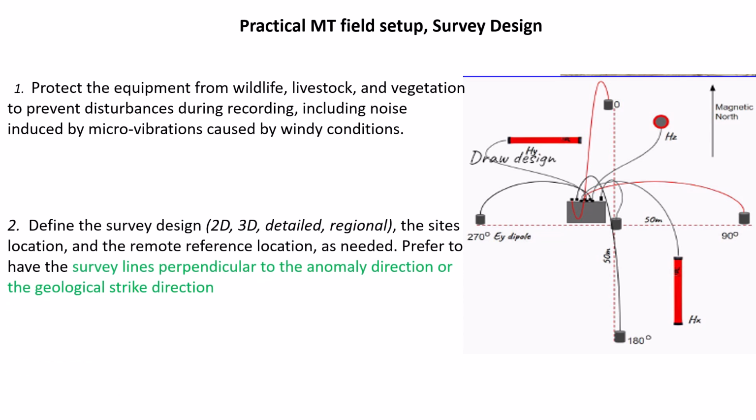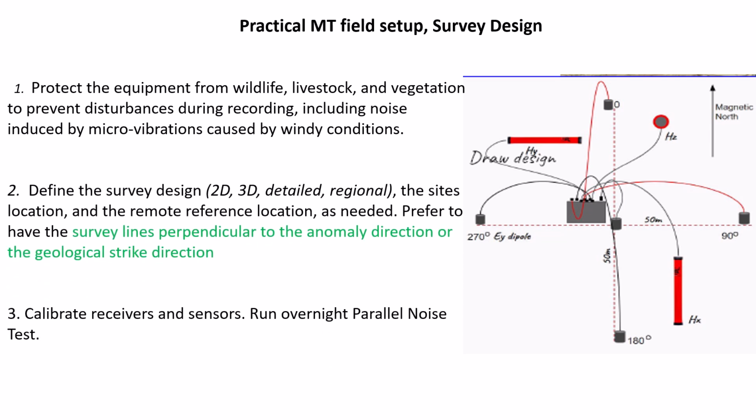So this is the practical field setup. Whenever you are installing the MT instrument, you need to remember you have to protect the equipment from wildlife, livestock, and vegetation. For defining the survey design, 2D or 3D, in this type of survey you can have a data logger. From a 50-meter distance, there will be an Ex dipole and an Ey dipole, and this angle is 180 degrees. There will be the induction coils Hx, Hy, and a vertical magnetic coil Hz. Magnetic north is along this direction. You then have to calibrate the receiver and sensors and can run overnight.